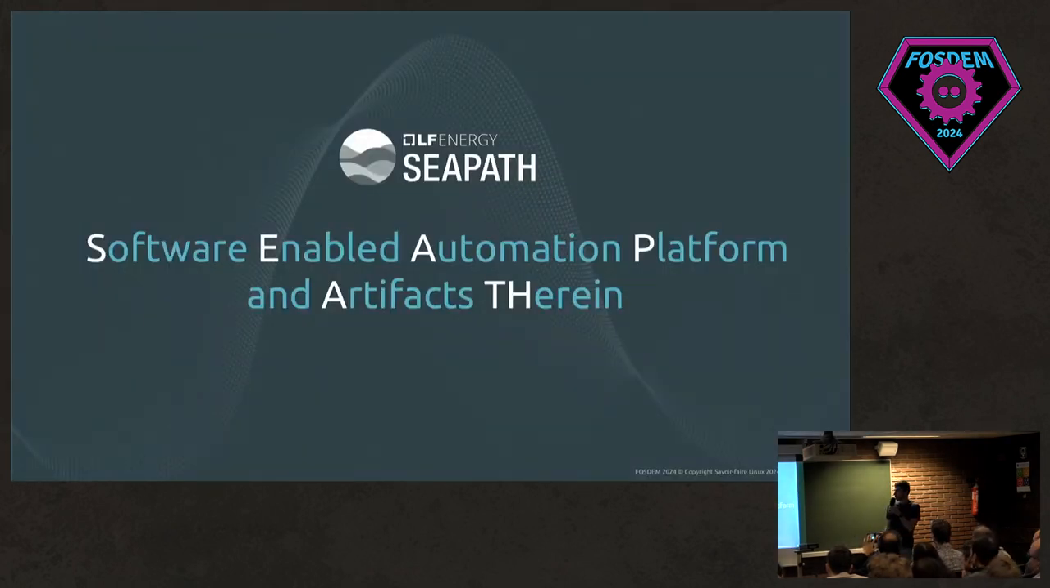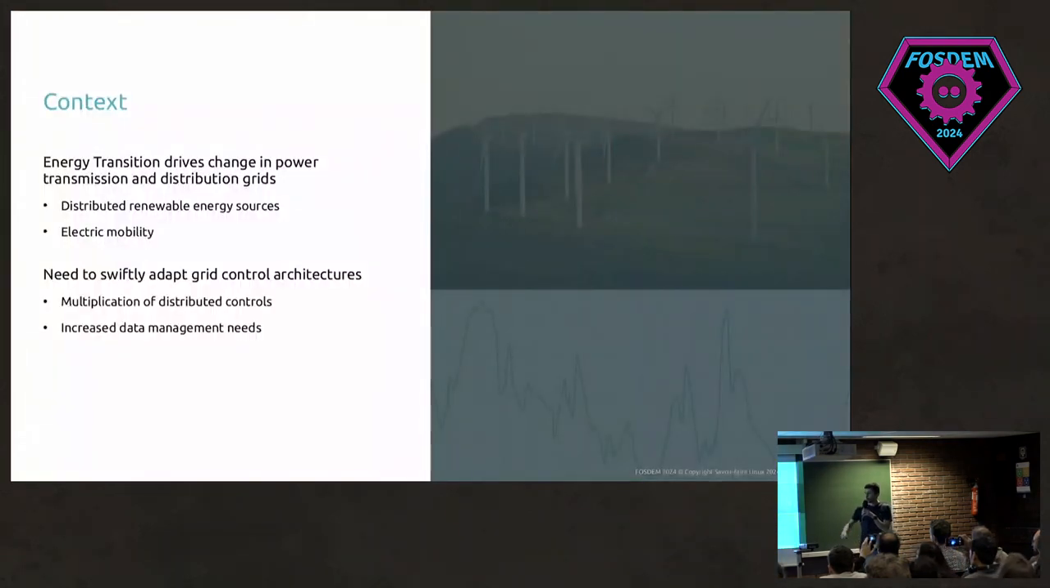So, what is the SEAPATH project? SEAPATH means Software Enabled Automation Platform and Artifacts Verein. Globally, what is it? We are in a context of energy transition, as you all know, and there is a lot of constraint with this new energy. The main constraint is that we have a multiplication of the distributed controls. We have more and more power stations, and so an increase of the data management needs in these power stations. And so the idea is, how can we bring some free and open source into this power station? And this is where SEAPATH comes in.